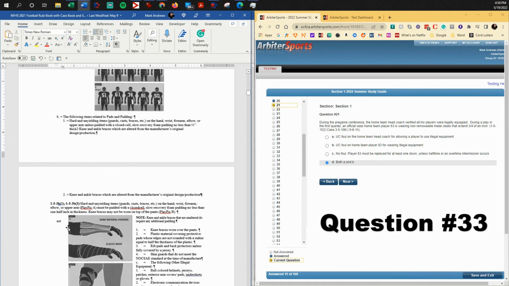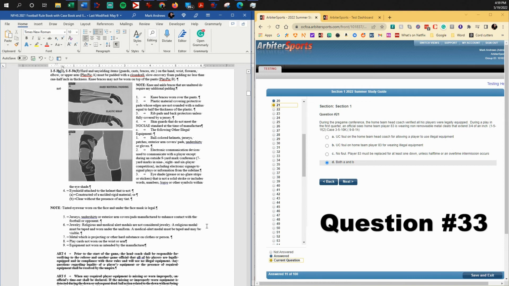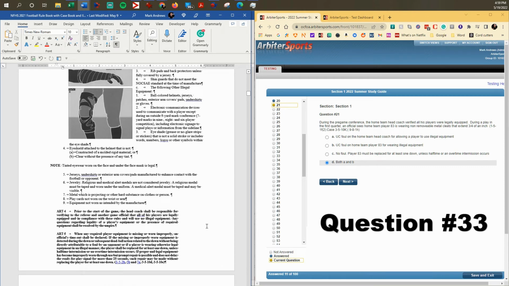So dangerous things like an unprotected cast, which again is something that we should catch in the pregame, or a knee brace that's got metal exposed, that's dangerous. These cleats are dangerous. In that case, we would hit the coach with an unsportsmanlike conduct foul. And he can't really complain. He verified that all his players were legally equipped. He ought to know the rules.